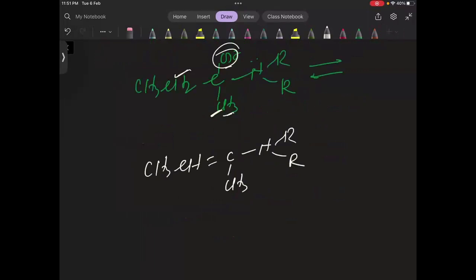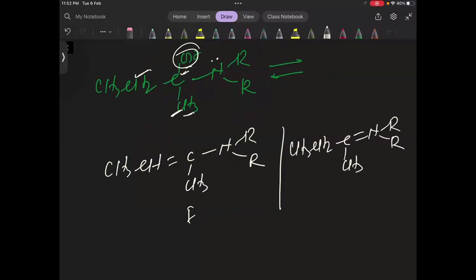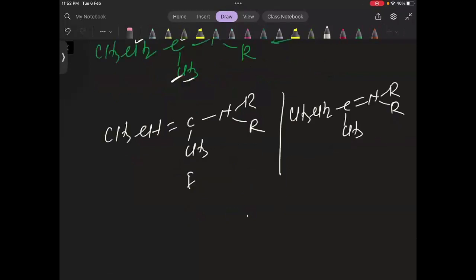Second, since the lone pair is there and OH is removed by the acid, the positive charge will come here. So one more possibility is there: CH3CH2C(CH3) double bond N, R and R will form. The third possibility is CH3CH2C double bond CH, CH2, and N, R will form. Students, second and third.